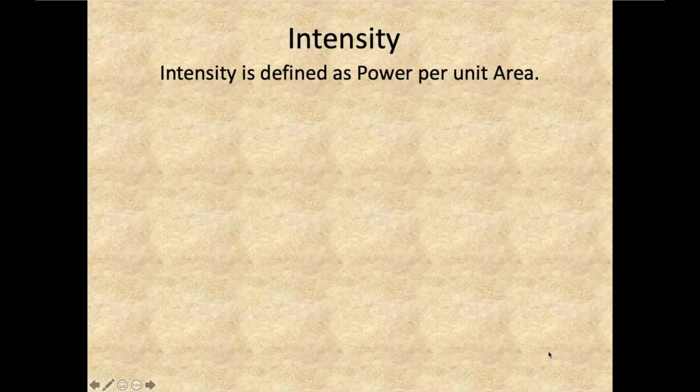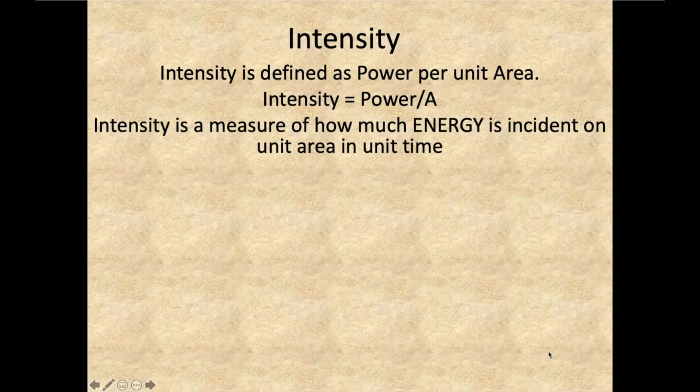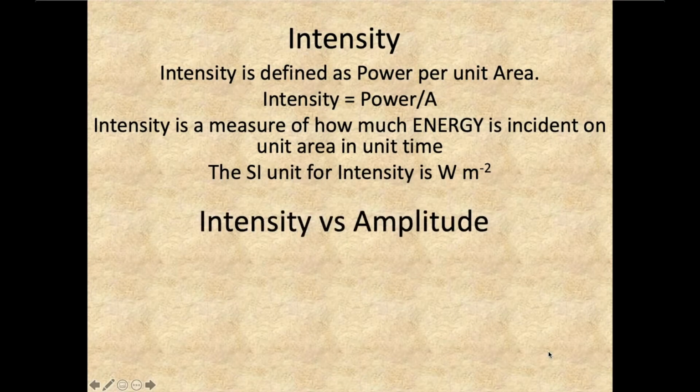Intensity is defined as power per unit area. So it's obviously calculated as power divided by the unit area. It's a measure of how much energy is incident on unit area in unit time. So the SI unit would be watt per meter squared. Intensity depends on the amplitude of a wave.